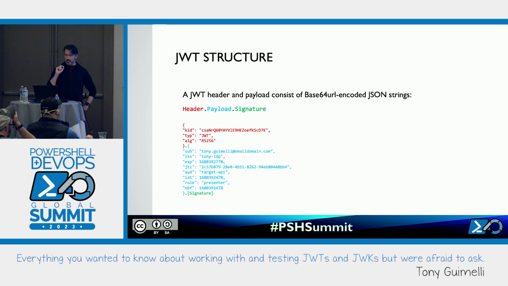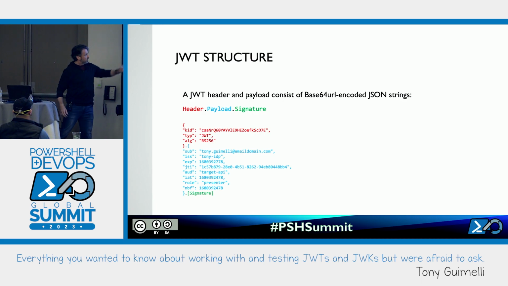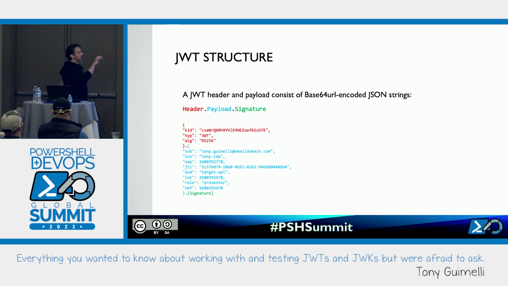The payload contains a lot of stuff, but we're not going to spend as much time on that today. The payload contains these things called claims. Claims about what? Claims about authentication and authorization for the party that had requested it from the identity provider. So in this case, I'm the subject. And if we roll our eyes down a little bit, we can see I have a role of presenter, so authentication and authorization. There's also some claims about date ranges in here.